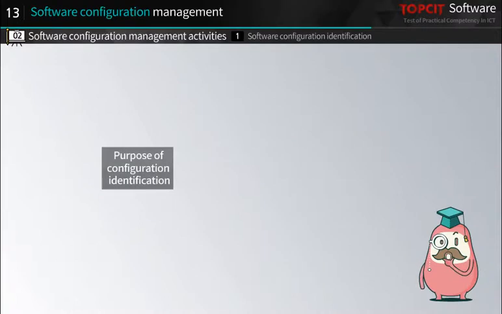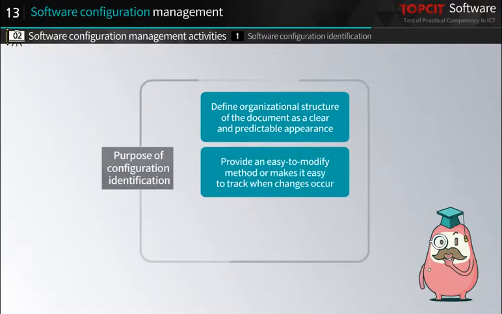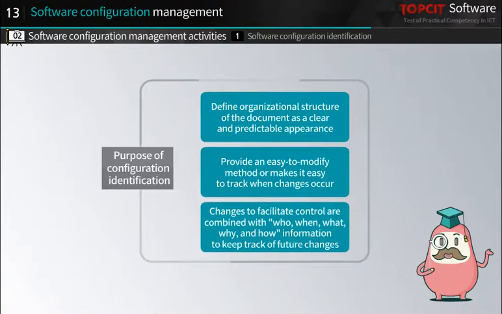The purpose of configuration identification is to define the organizational structure of the document as a clear and predictable appearance. It also provides an easy-to-modify method, or makes it easy to track when changes occur, and ensures that changes to facilitate control are combined with who, when, what, why, and how information to keep track of future changes.